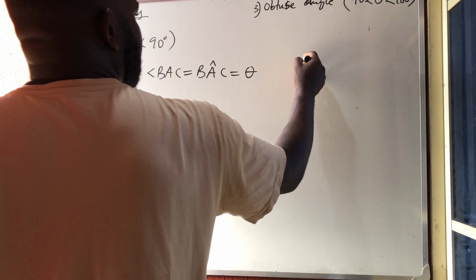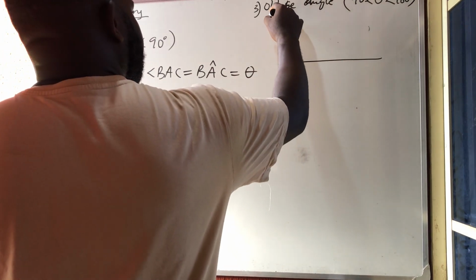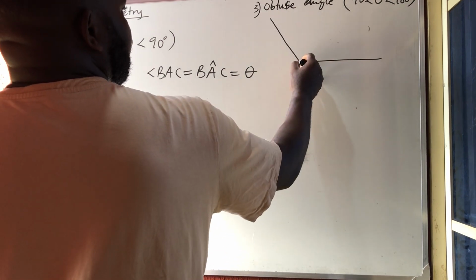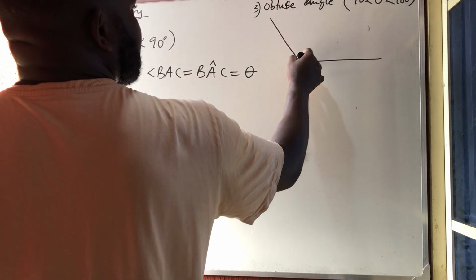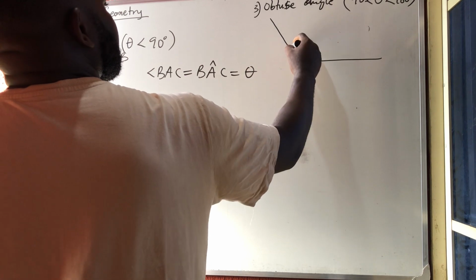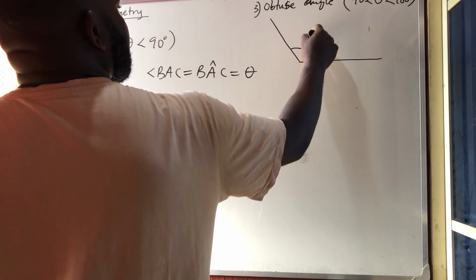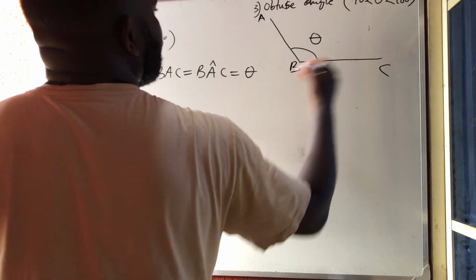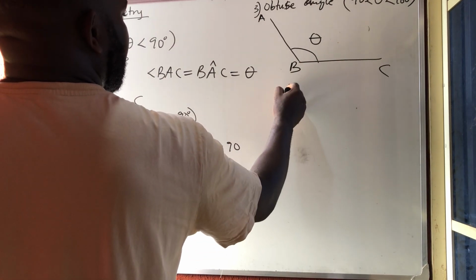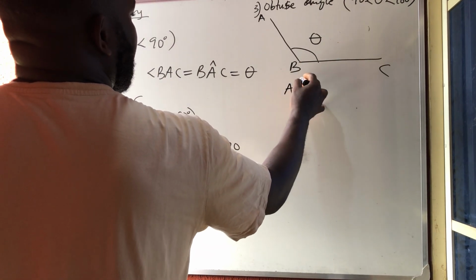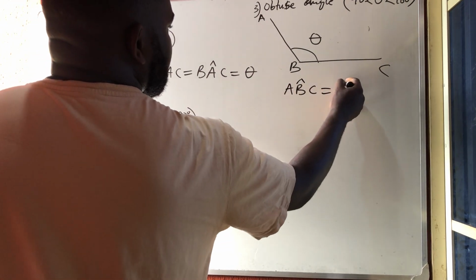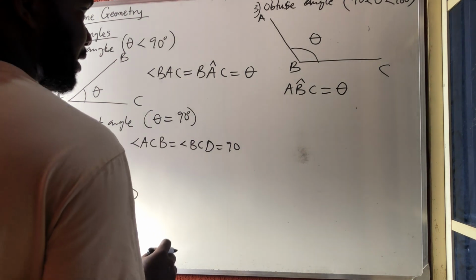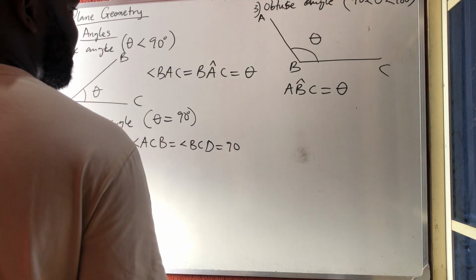We represent an obtuse angle like this. You see, if you trace this part, you get the 90 degrees. So it's already greater than 90, but less than 180. So theta is here. If this is A, B, and C, we say angle A, B, C is equal to theta, and it is an obtuse angle, greater than 90 but less than 180.